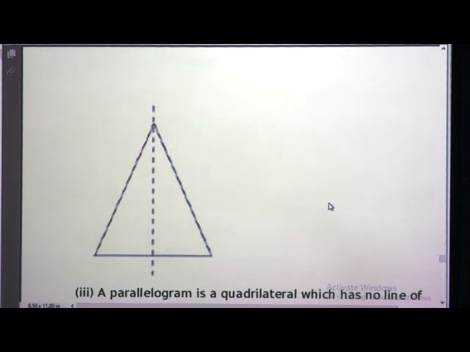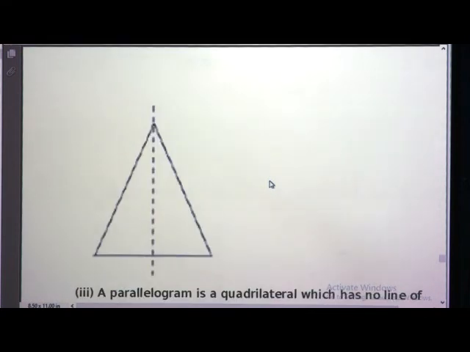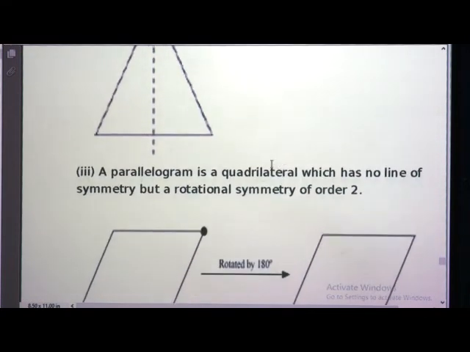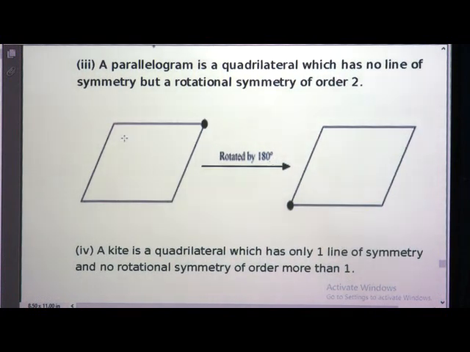Isosceles triangle, you know, an isosceles triangle has only one line of symmetry and no rotational symmetry, it has only one. I told each and every object has at least one. Now, we have a parallelogram, a quadrilateral which has no lines of symmetry, but a rotational symmetry of order 2. We can see the order of rotation. If we put a dot here, it will rotate and we will get the dot here.